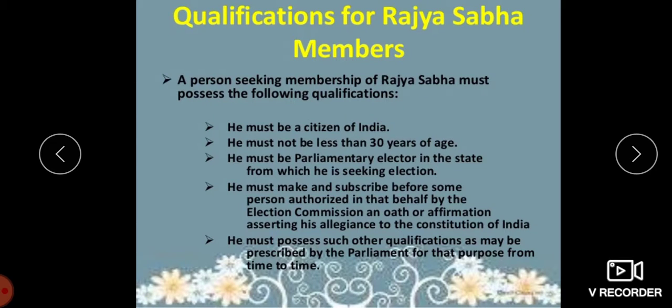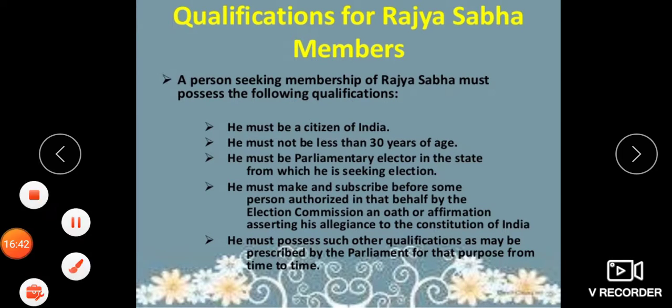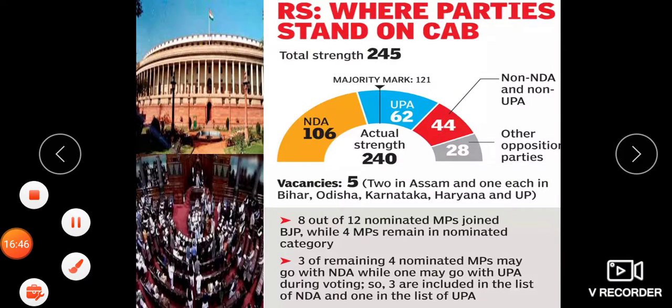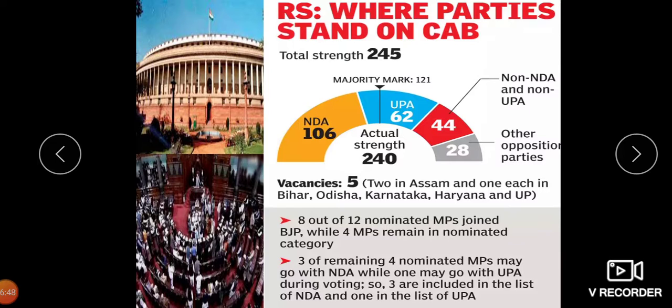Now we will move on to the elections, how the representatives of each state are elected. The representatives of each state in the Rajya Sabha are elected by the elected members of the Legislative Assembly of each state in accordance with the system of proportional representation by means of a single transferable vote.